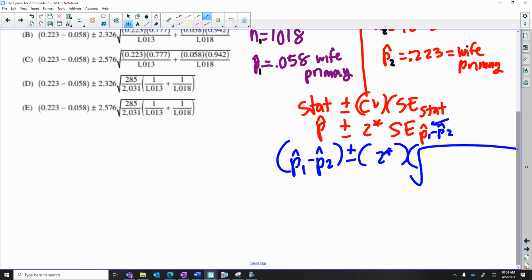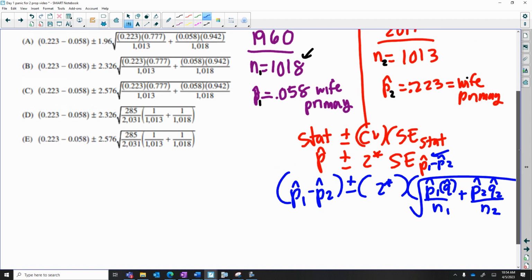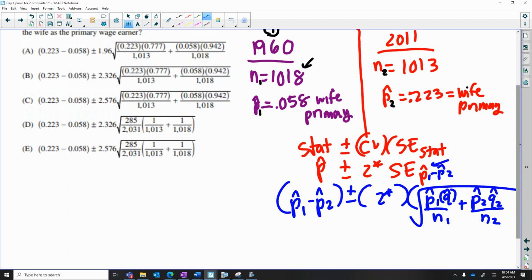It's the square root of p hat 1, q hat 1 over n1 plus p hat 2, q hat 2, which is 1 minus p over n2. So based on this formula now, I can plug in and solve, okay? So if you guys look at the choices, it looks like for the p hat 1 minus p hat 2, they did 0.223 minus 0.058, okay? So keep in mind, it seems like they used 2011 minus 2000 minus 1960. So we're going to actually do 1 and 2 here.